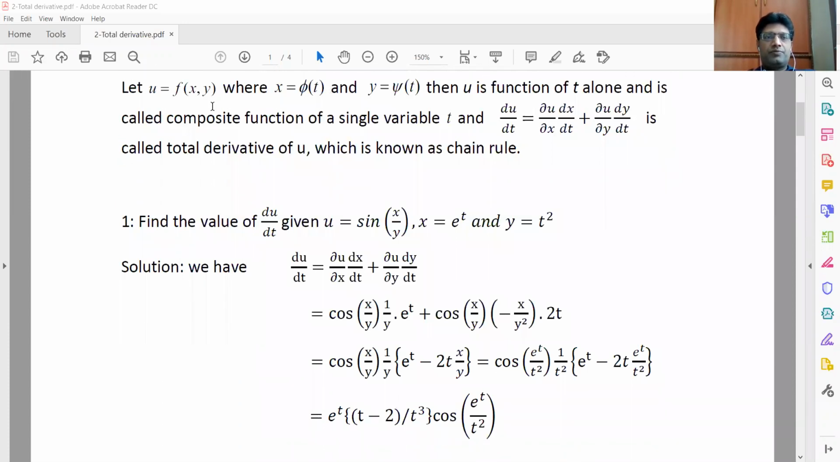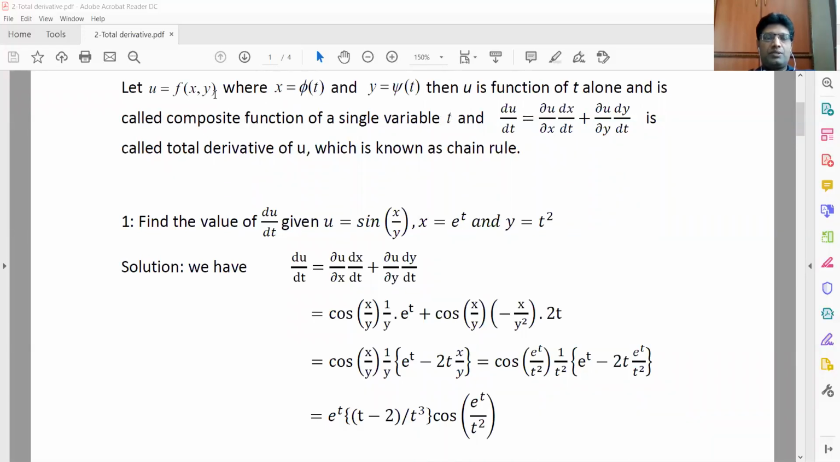Let u be a function of two independent variables x and y, where x is once again a function of t and y is also once again a function of t. Now, if you substitute this x and y here, then this function, which is earlier a function of two independent variables, becomes a function of variable t, because x and y are functions of another variable t. So, if you substitute these two here, then u is a function of t alone and is called a composite function of a single variable t.